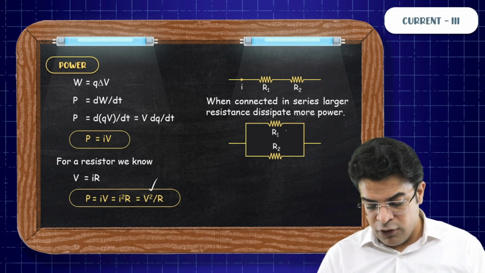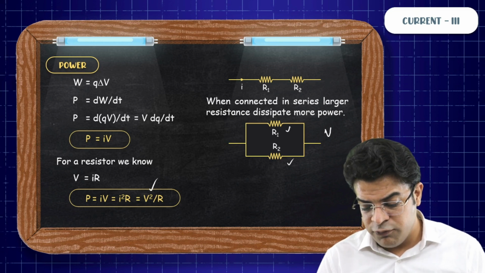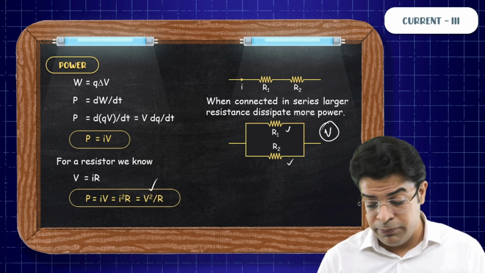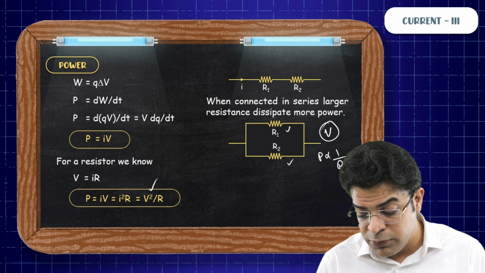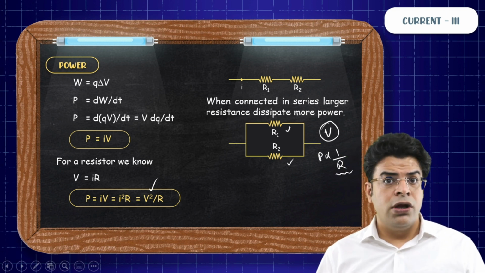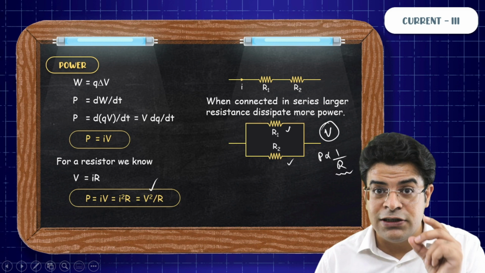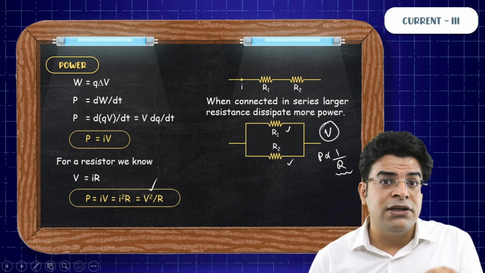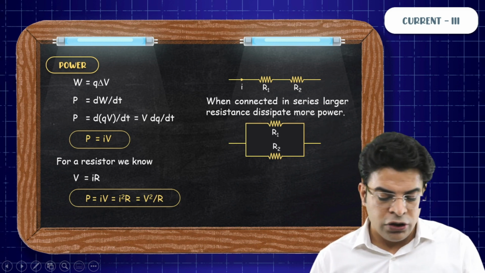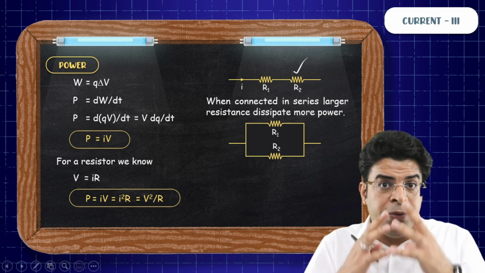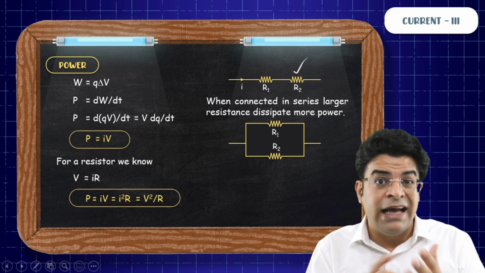So you will say for both of them, the potential drop, which is denoted as V, is going to be the same. So I can say the power is inversely proportional to the resistance. So out of these two resistors, the one which has got lower resistance will dissipate more power. So remember that in series, the bigger resistor dissipates more power as the current is the same.